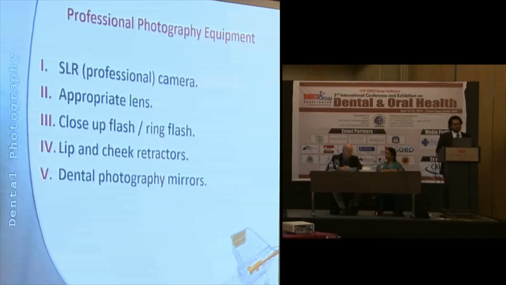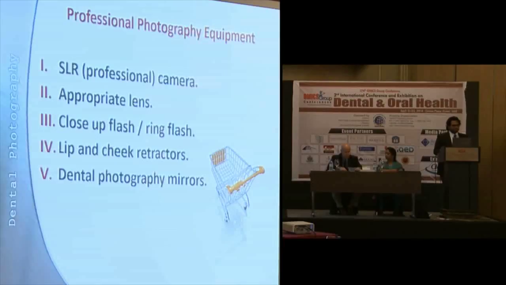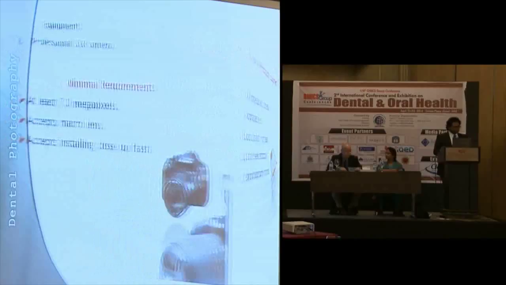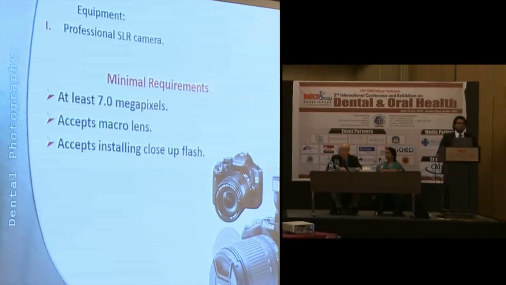So the equipment that we need for the professional camera is the camera itself, the appropriate lens, the close-up flash, and the lip and cheek retractors. Finally, the dental mirrors. About the camera, the minimum requirements are that it should be at least 7 megapixels, should accept a macro lens, and should accept installing a close-up flash.